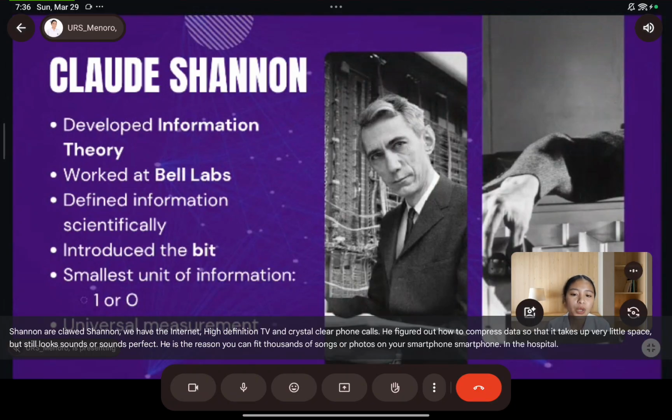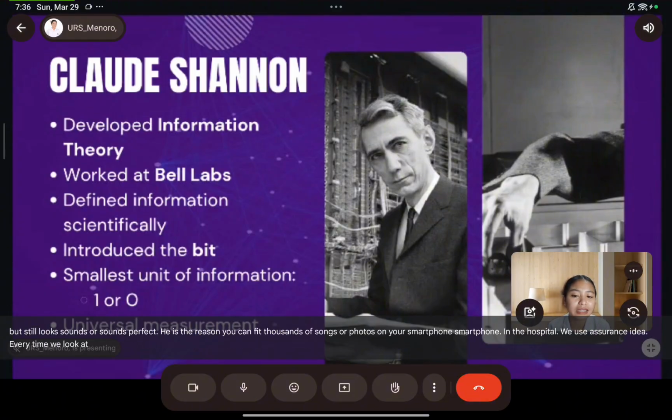In the hospital, we use Shannon's idea every time we look at a digital X-ray or an MRI scan. These machines take a patient's body and turn it into millions of bits of information. This allows doctors to see inside the body with amazing detail, helping us to find problems that were once invisible.